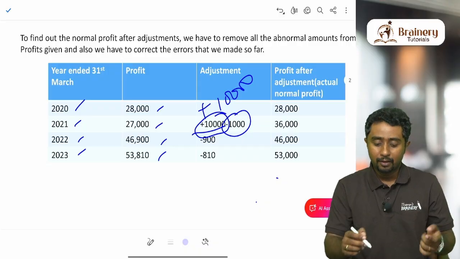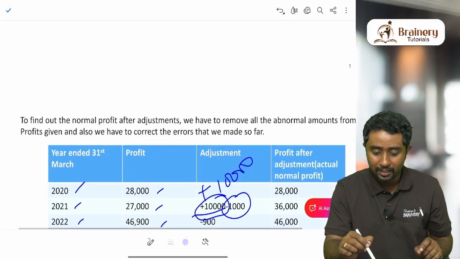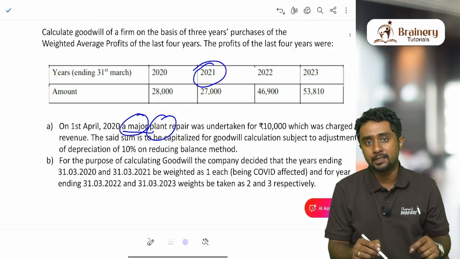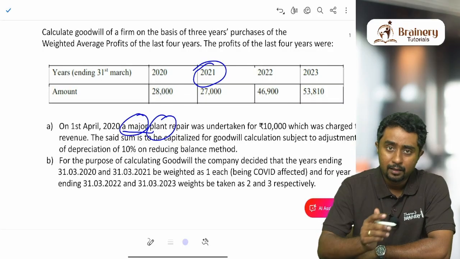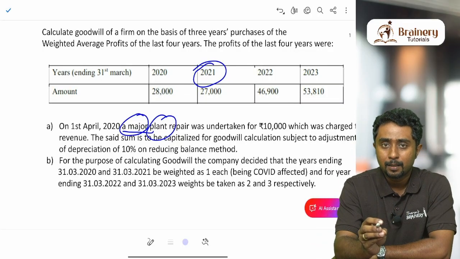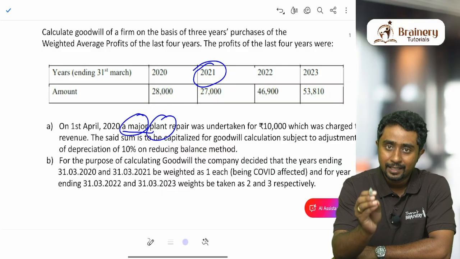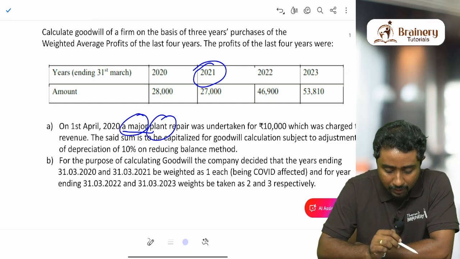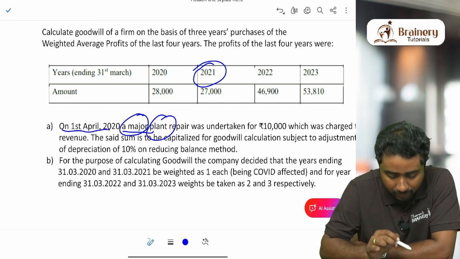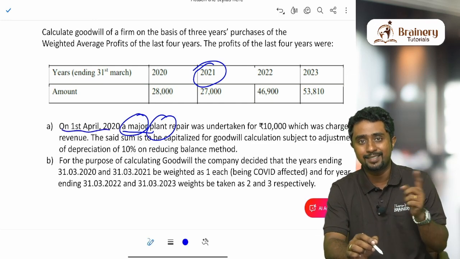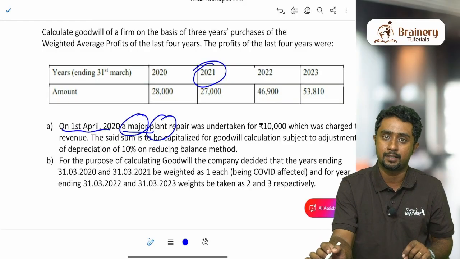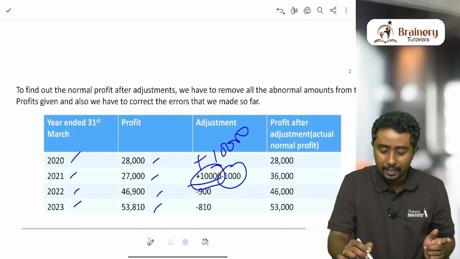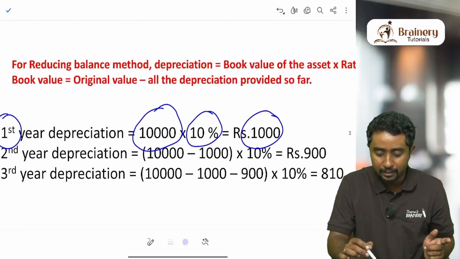Clear? When we calculate depreciation, you have to keep one very important thing in mind. You have to calculate depreciation on a time basis. Time basis means what? From the date on which you purchased that asset till the end of the year, you have to calculate the depreciation. Here what they are saying is, on 1st April 2020 a major plant repair was done. That means from 1st April onwards till the end of the year you have to calculate depreciation. So how many months of depreciation do we have to calculate? For the entire year.